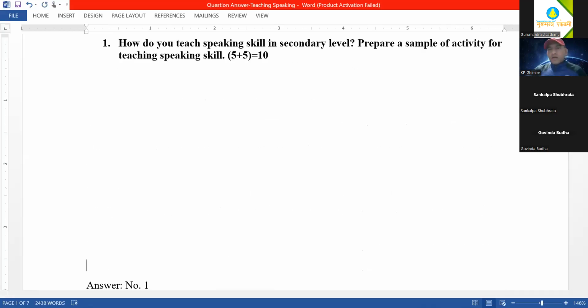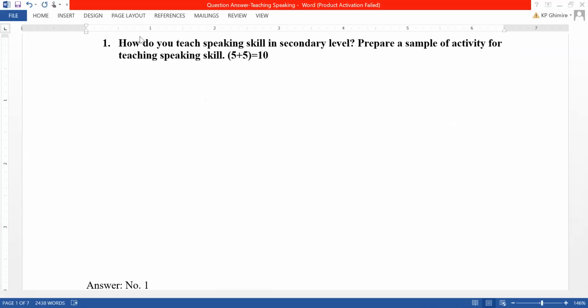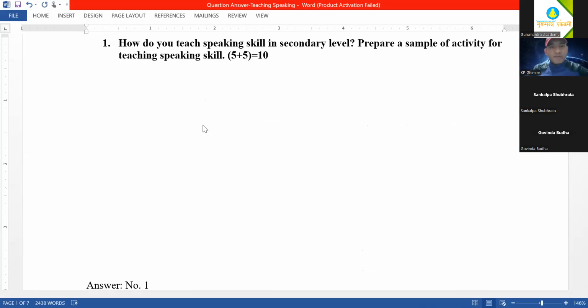See, this question was the first question yesterday. Look here. If this question is asked, first of all, how do you teach speaking skill at secondary level? You can see the marks weight for this question. It is about a question which you were taught yesterday. How do you teach speaking skill at secondary level? This is for 5 marks.